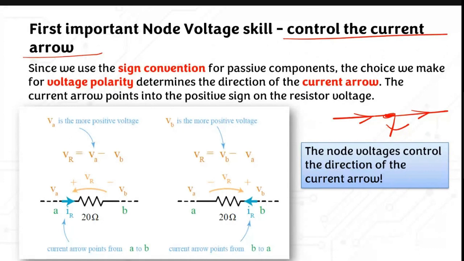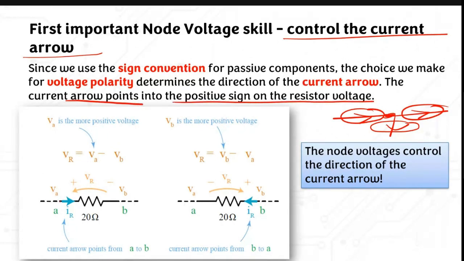So you need to make sure of this arrow. You can put any directions that you want on your circuit, but you need to know which directions you are using, so it's easy for you to analyze the circuit. For example, this one, right? And then you also need to know that the arrow points to the positive sign on the resistor voltage.